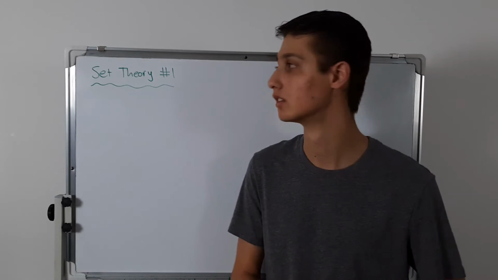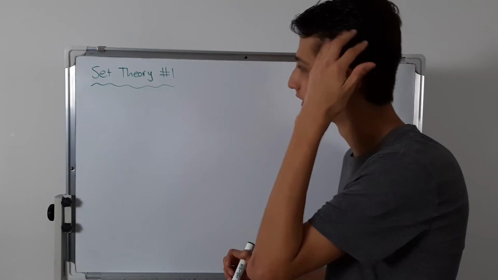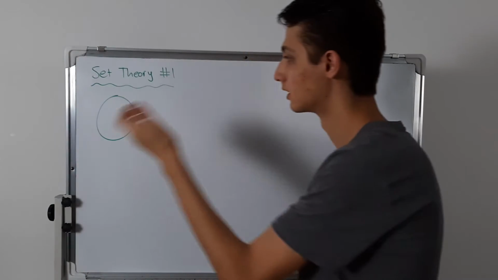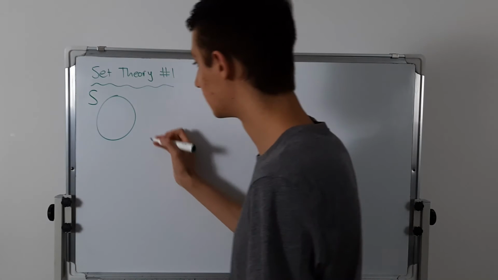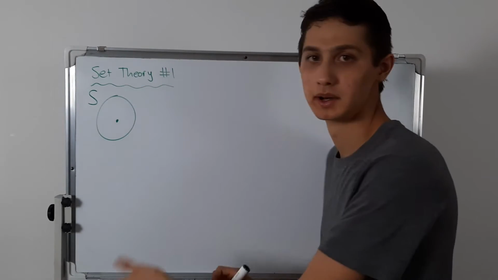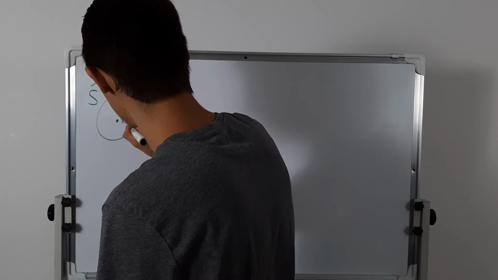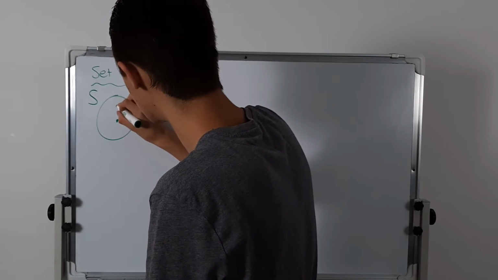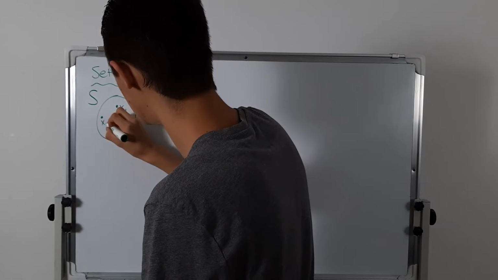So, a set can very easily be represented by just a circle or something, right? So here is my set. I'm going to call this set capital S, and I'm going to include a little element in here. And this element I'm just representing by a point. I'm going to call this x0, right? And then we can have another element in here. I can call this one x1, and then I can have another one, we can call it x2, right?